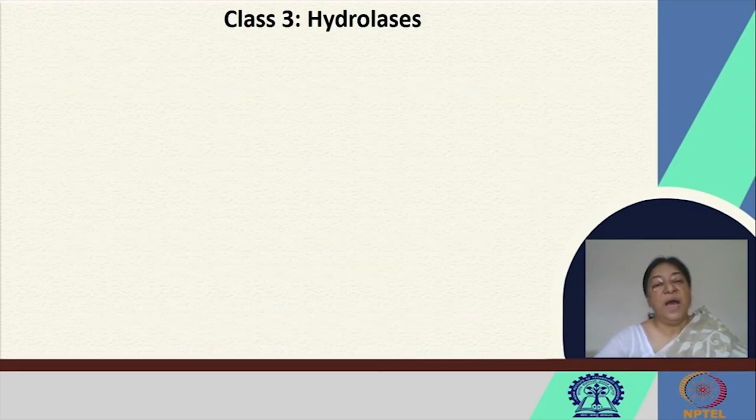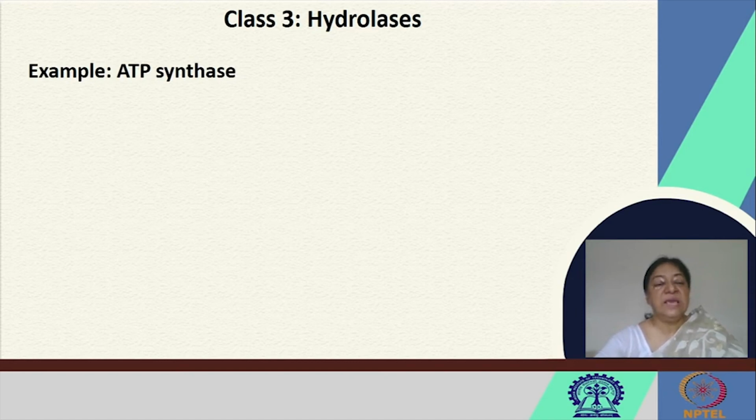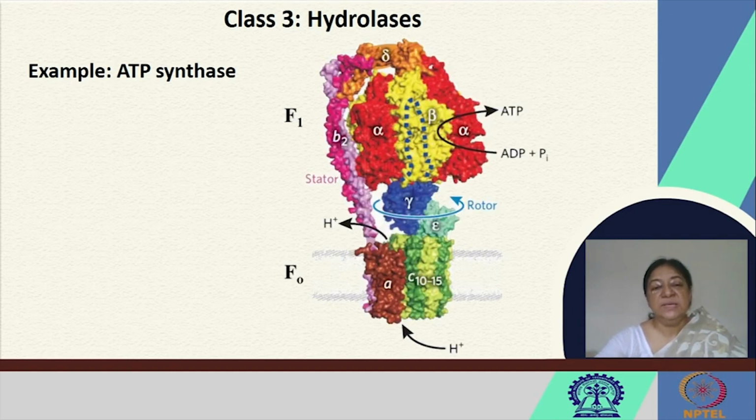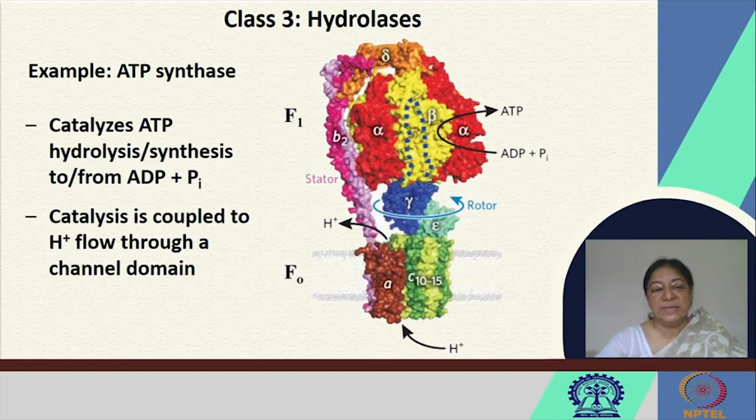In the example of hydrolases, we will be looking at another very important enzyme. This is called ATP synthase, and as the name implies, it synthesizes ATP. This is a beautiful enzyme that catalyzes ATP hydrolysis and the synthesis from ADP plus Pi, as well as ATP hydrolysis. Now, this catalysis is coupled to a proton flow through a channel.